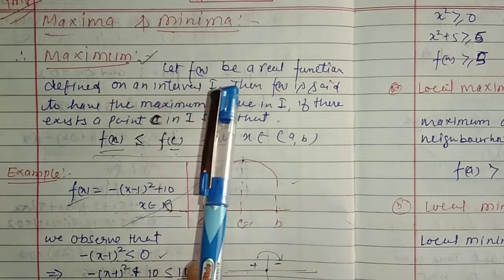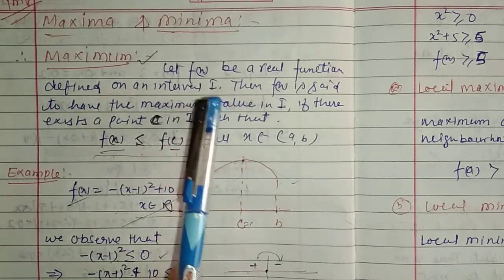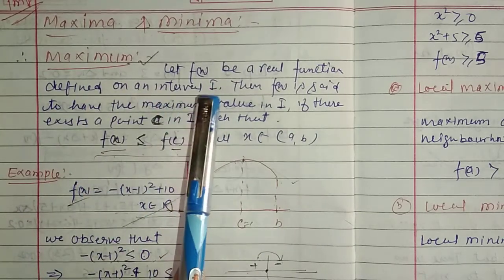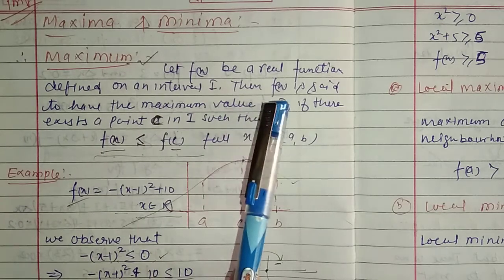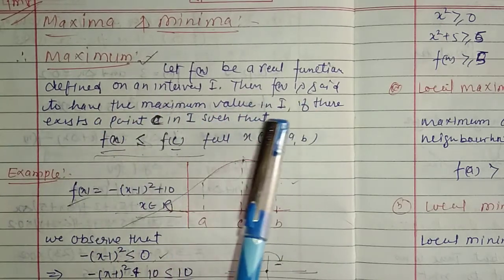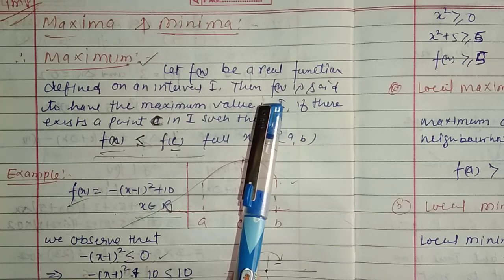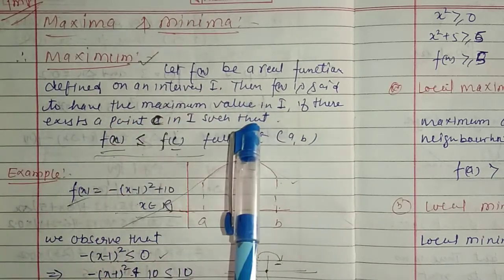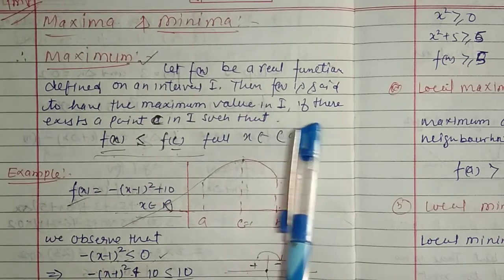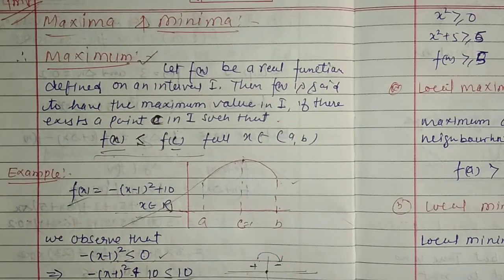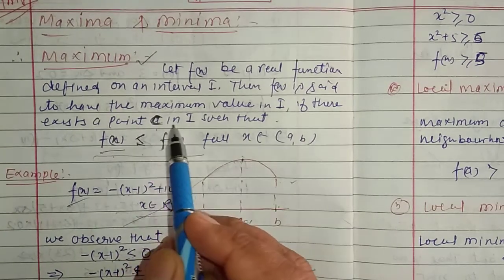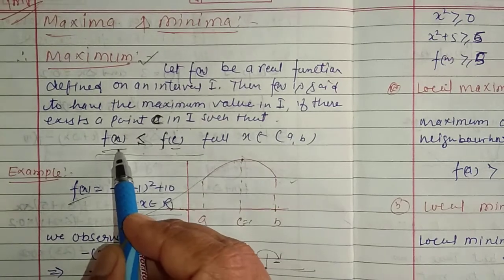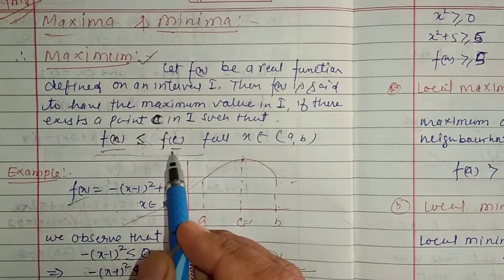Let f be a real function defined on an interval. So we have a given function on an interval, which we have already discussed. Then f(x) is said to have a maximum value in I if there exists a point C in interval I such that f(x) ≤ f(c).